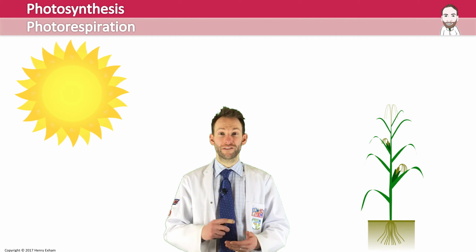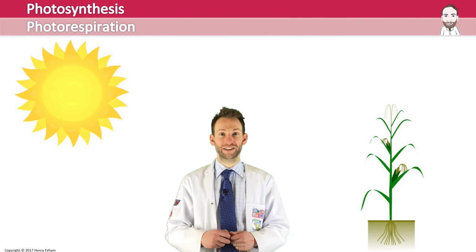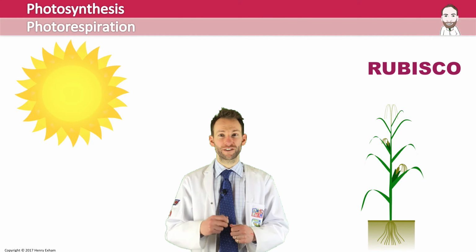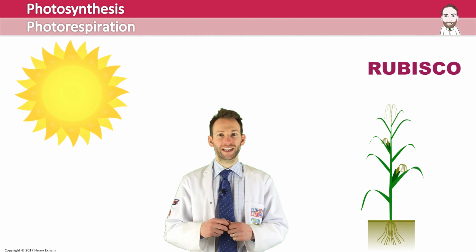Now unfortunately, photosynthesis is not perfect. There is actually a problem with the enzyme Rubisco. Its job is to catalyse a reaction to fix carbon dioxide to RuBP at the beginning of the Calvin cycle. But it can also catalyse the binding of oxygen to RuBP instead.